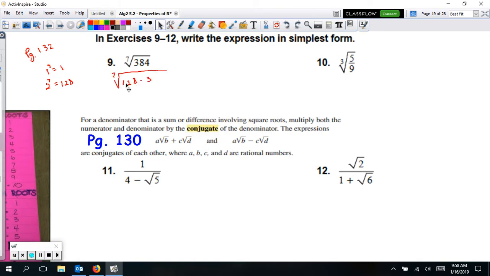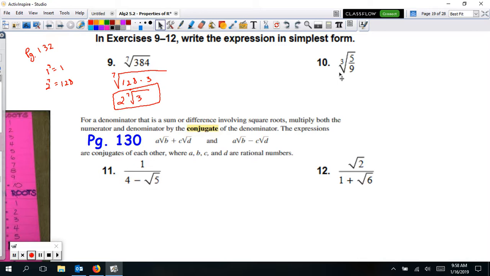So we're going to say 128 times 3, and then we ask, what's the 7th root of 128? Well, that's just 2. So 2 is going to come out with the 7th root of 3 still left. So that's what our answer is going to be, 2 times the 7th root of 3.